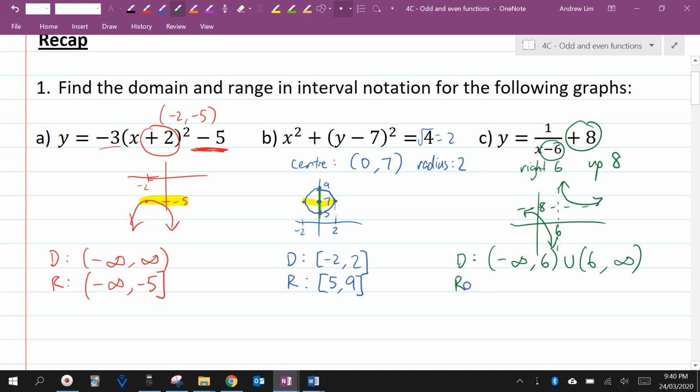The range, however, we'll have a look at the left one, is from negative infinity all the way up to 8. But it never touches the 8, so we don't include it. That's why we use the curved bracket. Union, or the right arm, from 8 till infinity. Okay, but we don't include the 8. That's why it's curved.